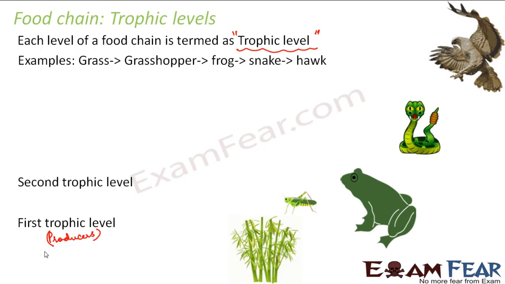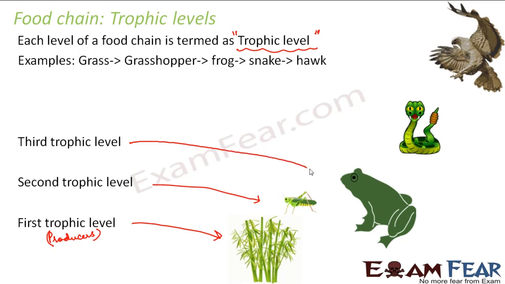Which is the next level? The next trophic level is the grasshoppers. So plants are the first trophic level, then comes the third trophic level. Who are the third trophic level? The frogs. So basically we can say that the second trophic level was nothing but the herbivores, right? In the third trophic level we have the carnivores. Maybe we can call them the small carnivores, or we can call them the secondary consumers, right?